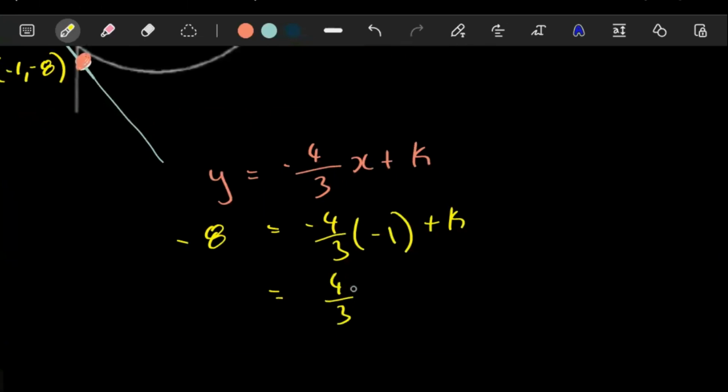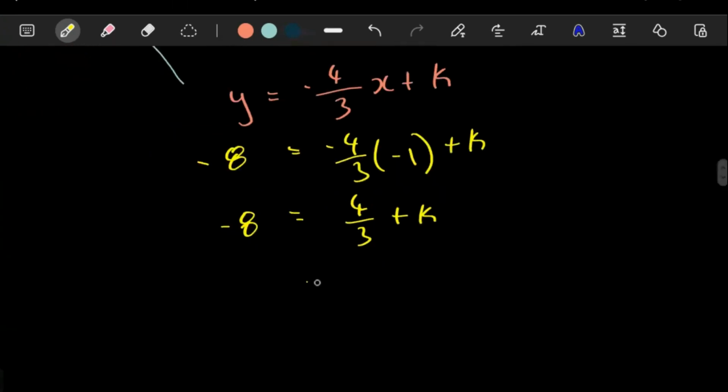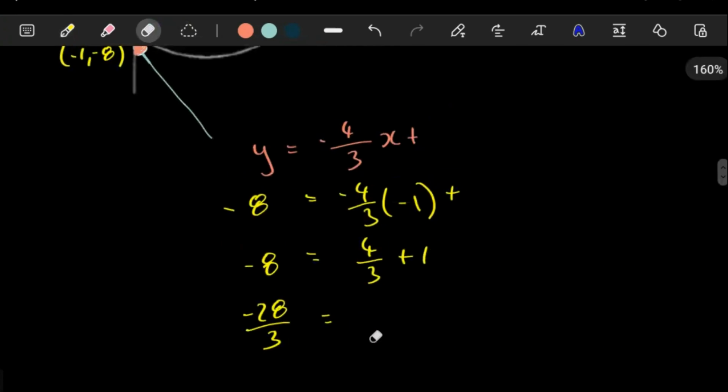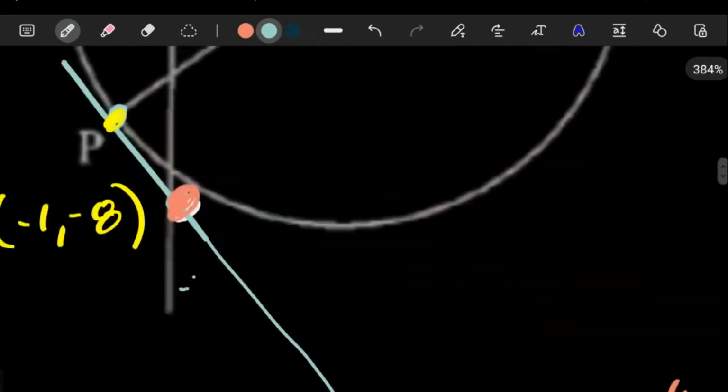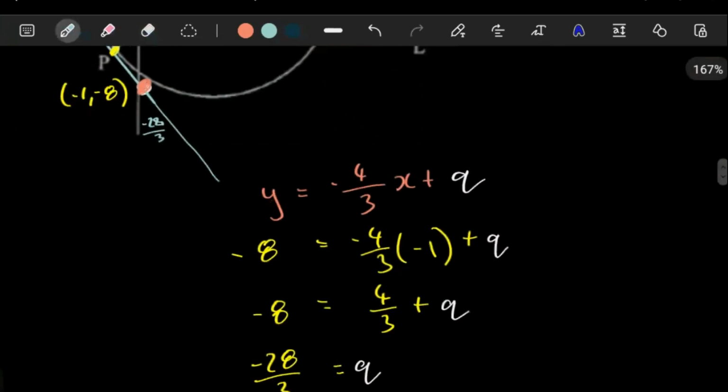This is going to be a positive 4 over 3 plus k. And then here, this goes to the left. We're getting the negative 28 over 3 in the calculator. That's your other value of k, right? But to avoid confusion, let's give this a specific variable. Let's even name it q. So here, we now know that this is going to be negative 28 over 3. So since we now know that, we can give our final answer for k.